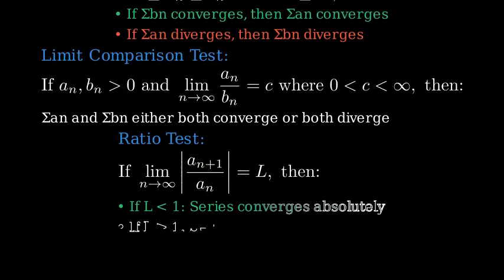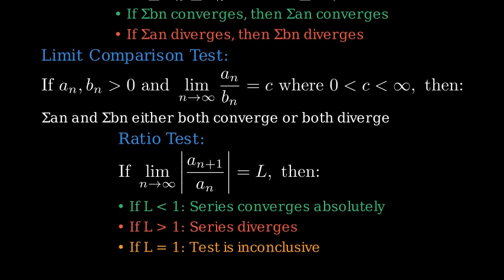The ratio test is useful for series involving factorials or exponentials. If the limit of the absolute value of a sub n plus 1 divided by a sub n as n approaches infinity equals L, then, if L is less than 1, the series converges absolutely. If L is greater than 1, the series diverges. If L equals 1, the test is inconclusive.